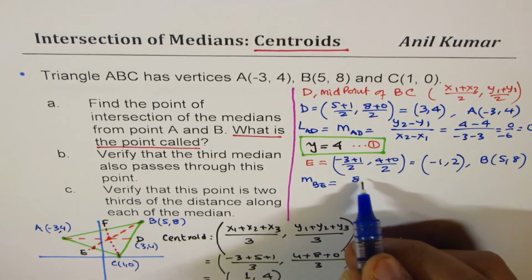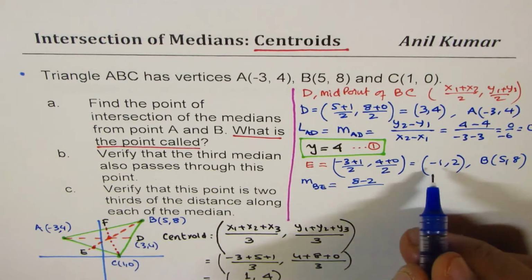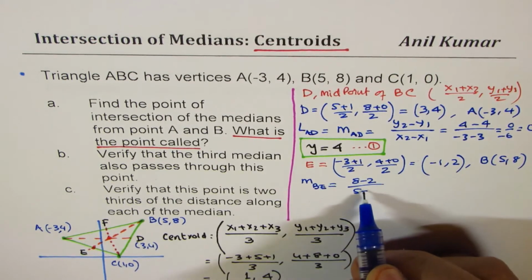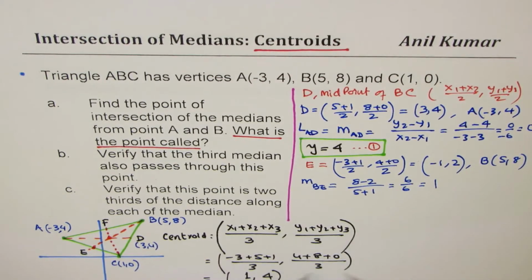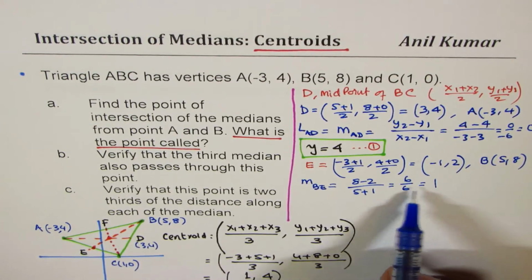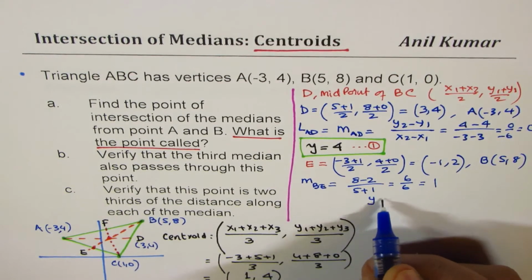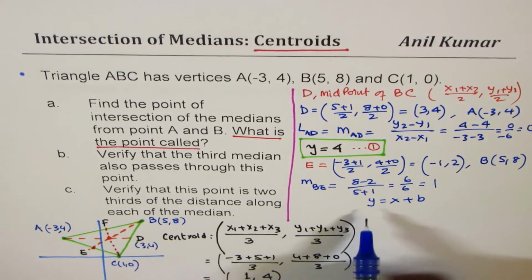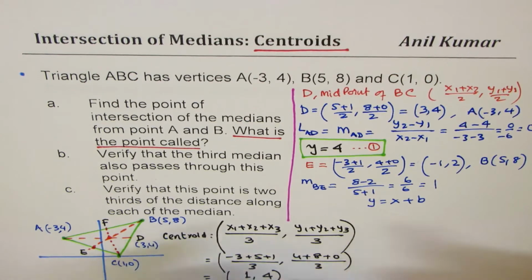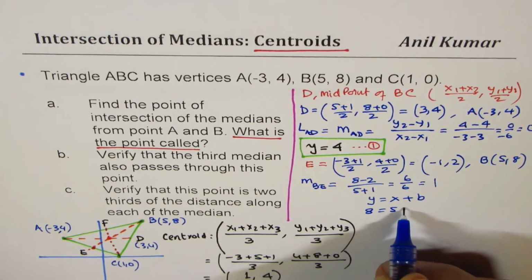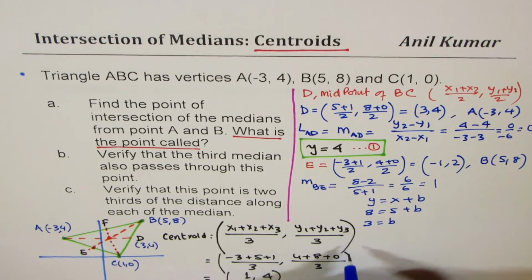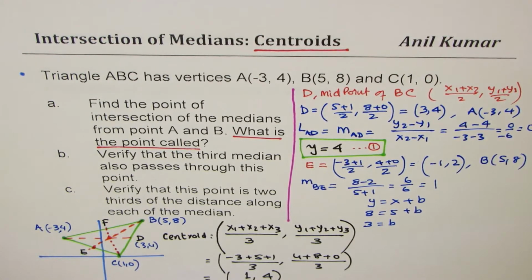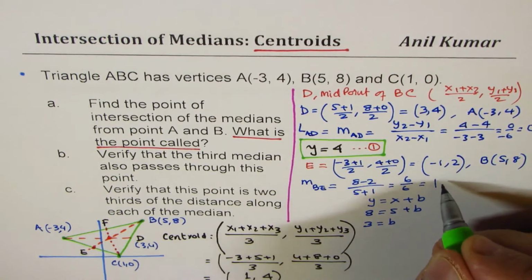Y2 minus Y1, which is 8 minus 2, divided by X2 minus X1. 5 minus minus becomes plus, 8 minus 2 is 6, 6 over 6 is 1. So the slope is 1. Since the slope is 1, we can write the equation as y equals x plus b. We can use the point 5 and 8, 8 for y, 5 for x, and that gives us 3 equals b, correct?